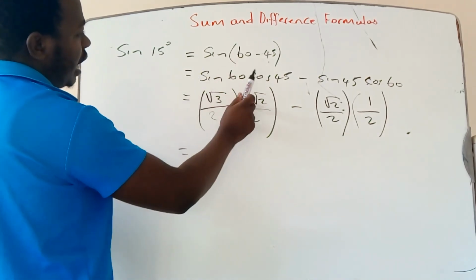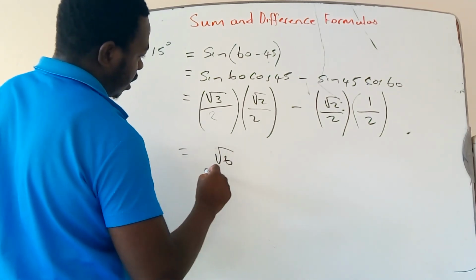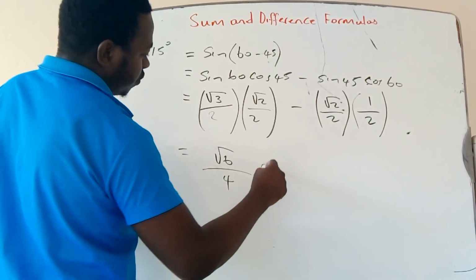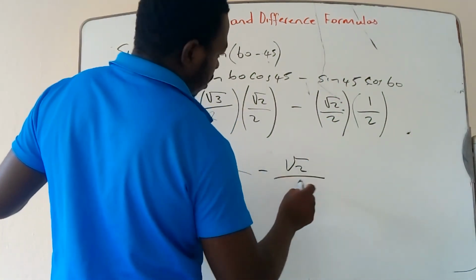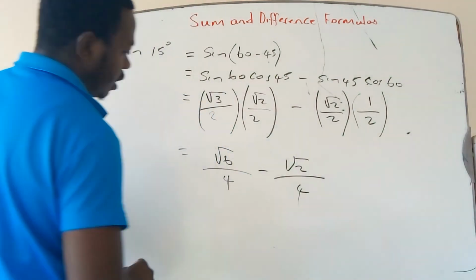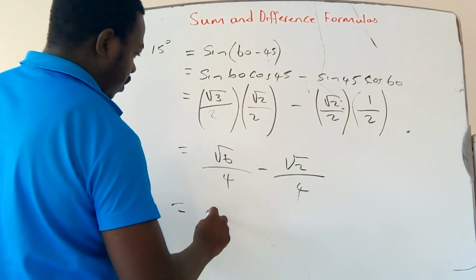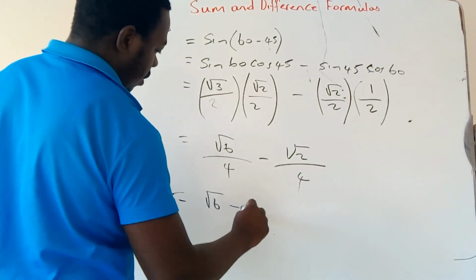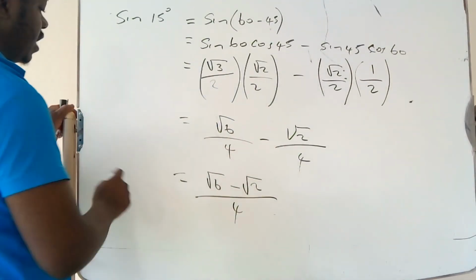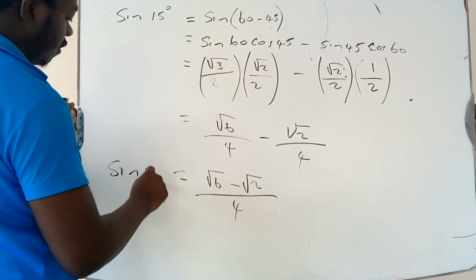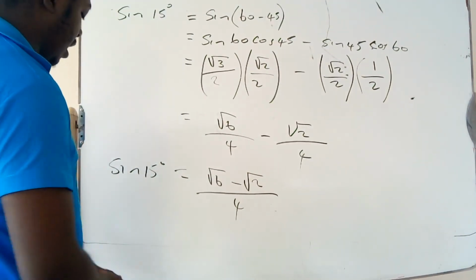So root 2 times root 3 over 2 times 2, that's just root 6 over 4. Minus root 2 times 1 over 2 times 2, that's just root 2 over 4. Here, the denominators are the same, so this is just root 6 minus root 2 over 4. So we're saying that sine 15 degrees is equal to this. And that's how we do it without the use of a calculator.